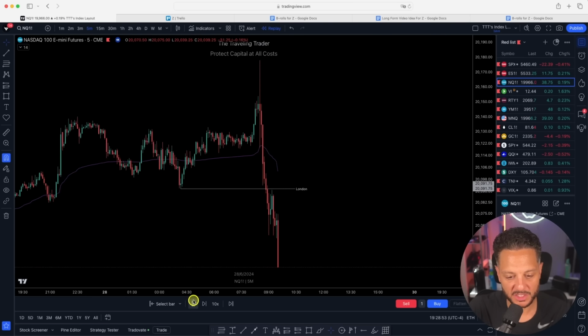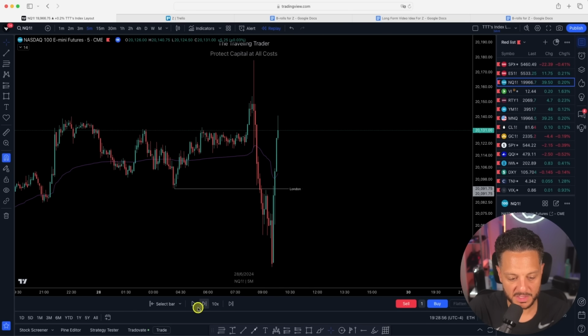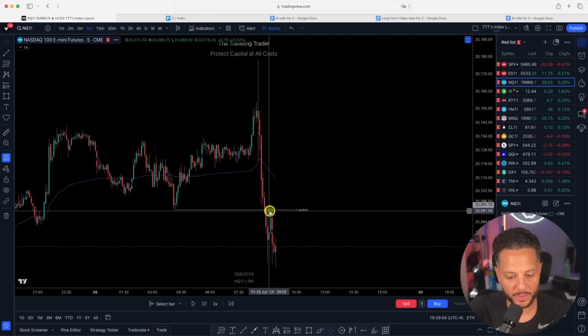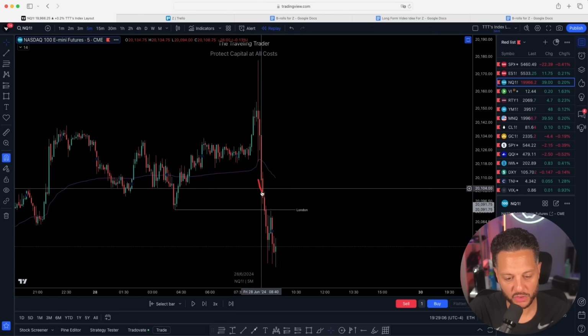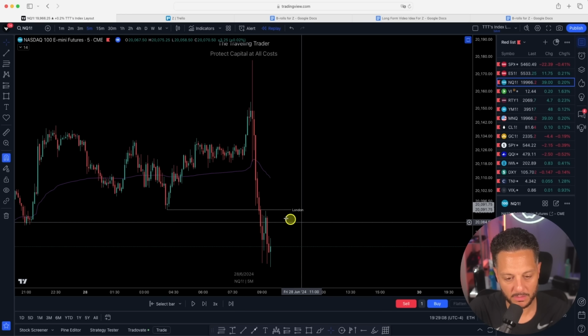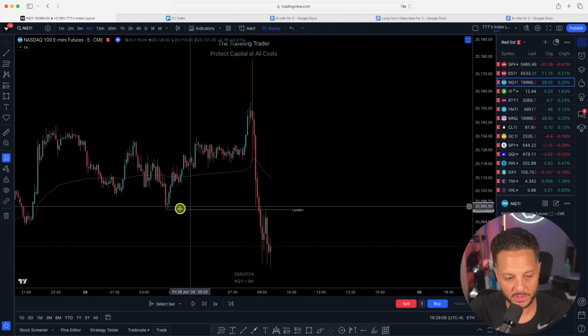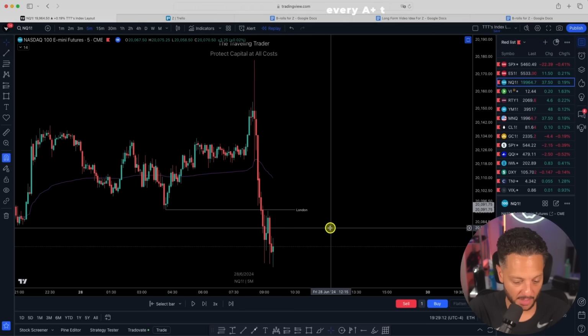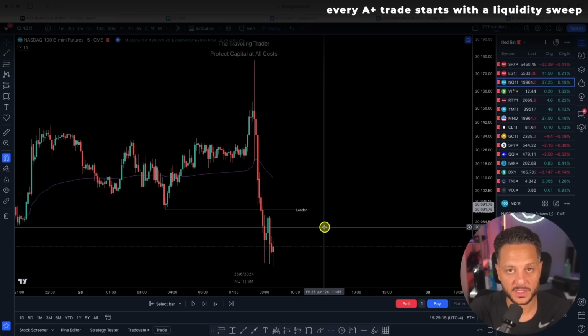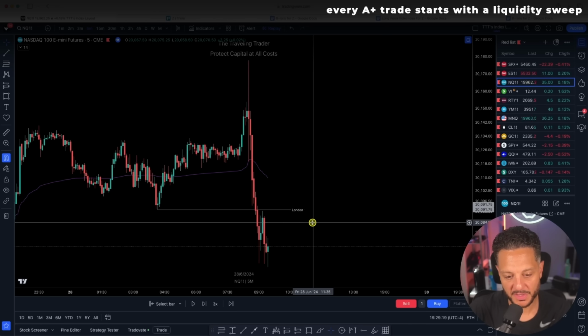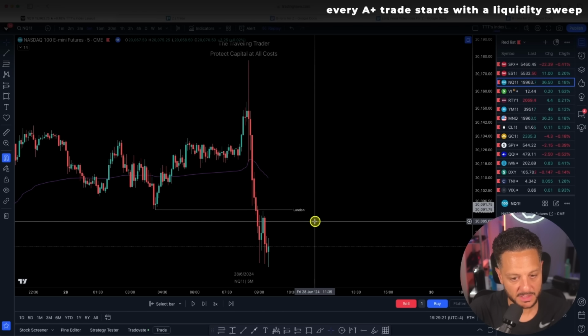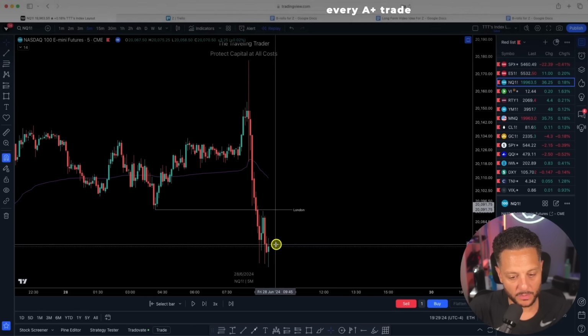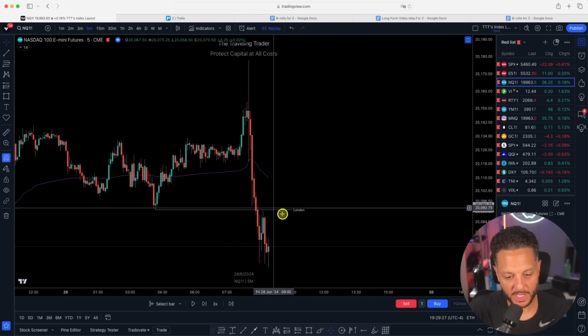So what happens here, let's just fast forward to market open. We see that at market open, or right before market open, we traded into London low. So this is our potential sell side liquidity sweep. Remember, and I will continue to beat the drum about this, to beat it in your heads, every A plus trade starts with a liquidity sweep, every single one. Okay, so in this case, we took out London low.